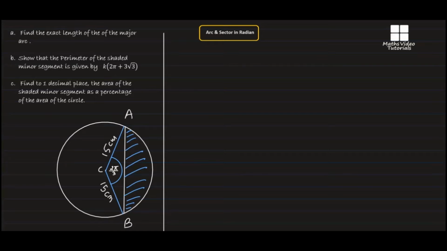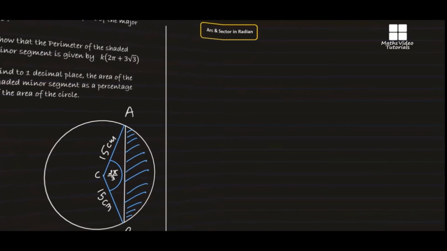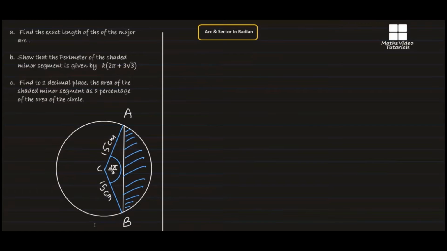In this tutorial we'll be looking at this exercise. We have got in front of us a circle. It has a chord AB. The angle at the center is 2 pi over 3 in radians. In part A we'll be asked to find the exact length of the major arc.